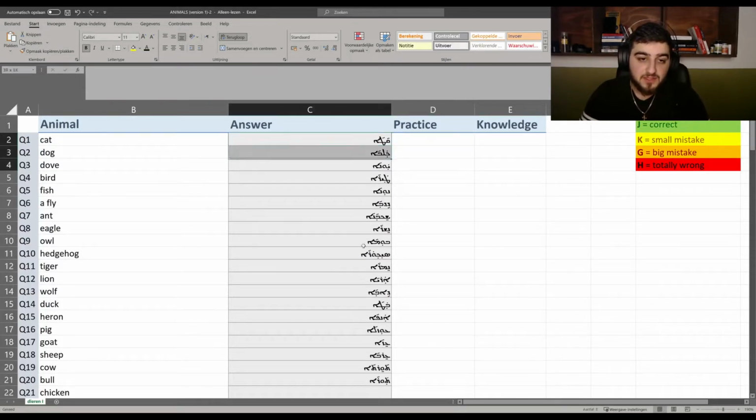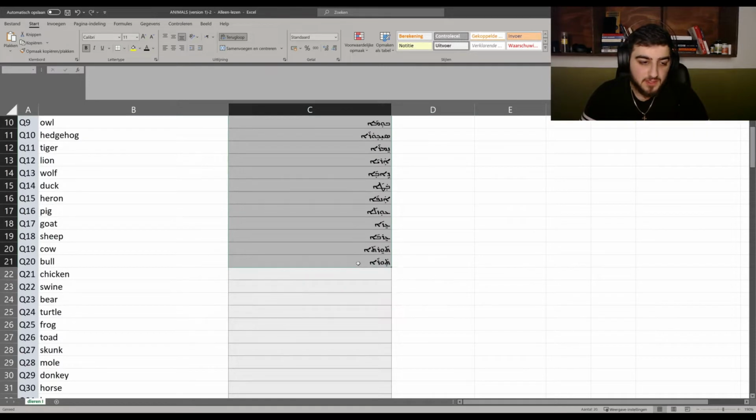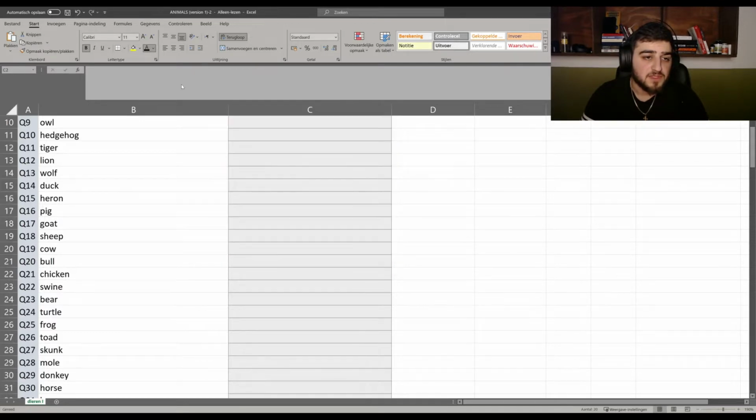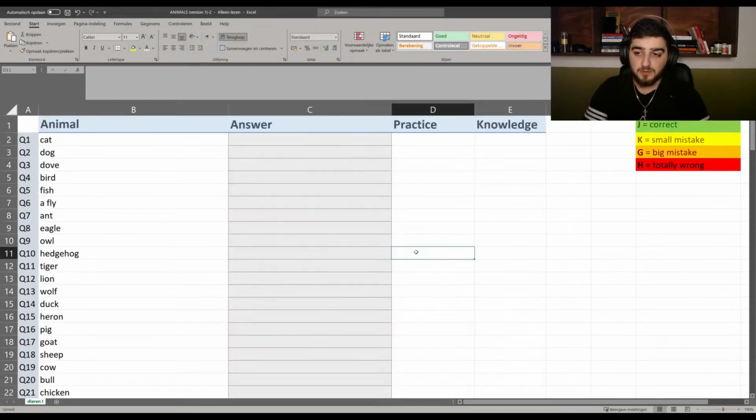Let's get started. So these are the answers, which are supposedly to be invisible. Sorry for that one. We just explain how this works. On the left hand side, you can clearly see animal. Those are basically the English words, right? So you can see cat, dog, dove. And then we've got the answer, which are hidden at the moment. And then you've got the practice one, where you try to think for yourself.